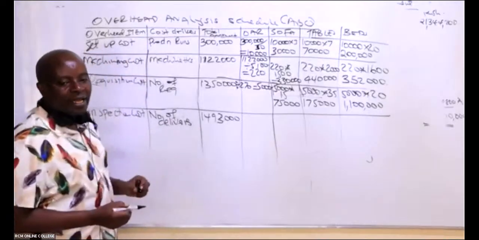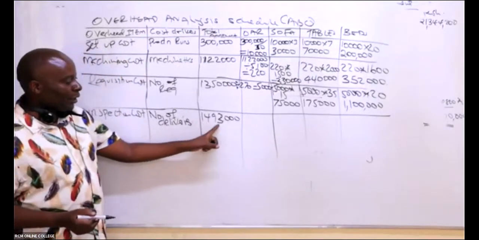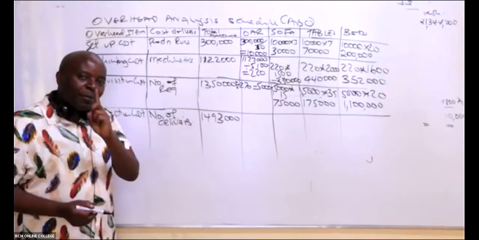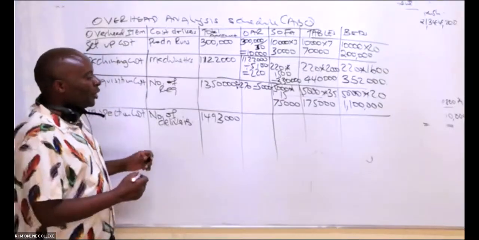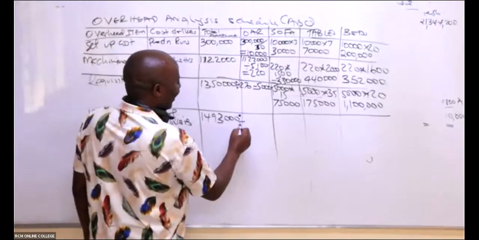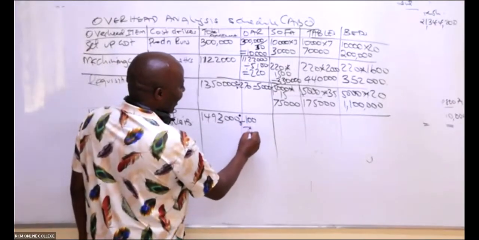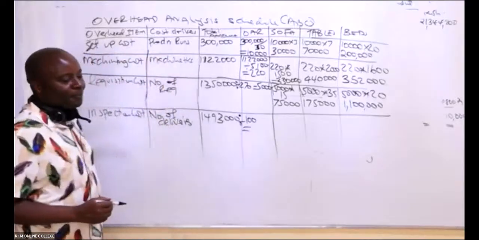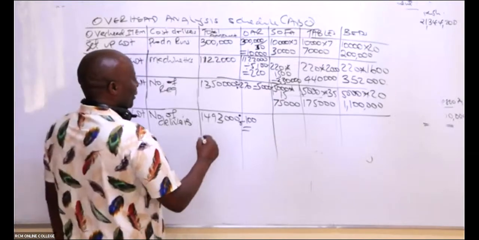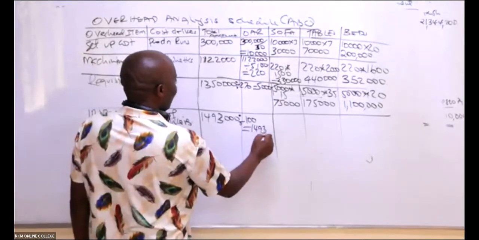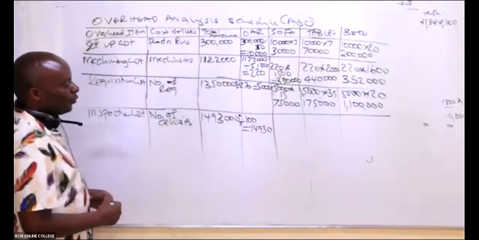OAR, you see, will take the total amount, which is 1,493,000. You divide it by total number of deliveries. Are you able to see the total number of deliveries? 100. Yeah, so you're able to get that OAR. So this OAR will be 14,930.